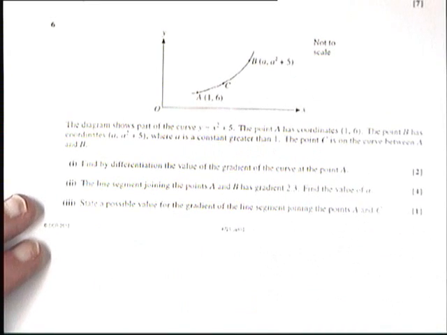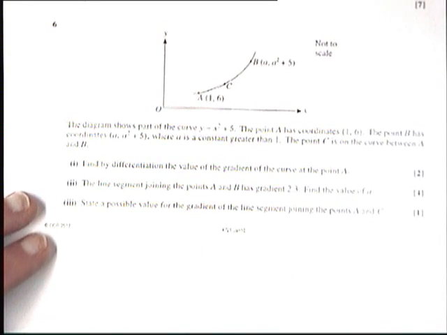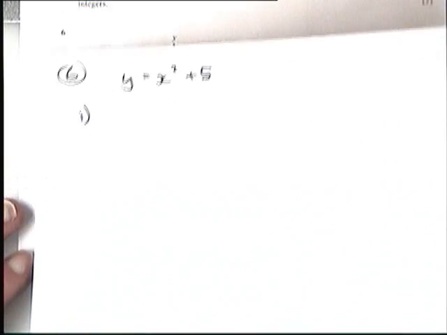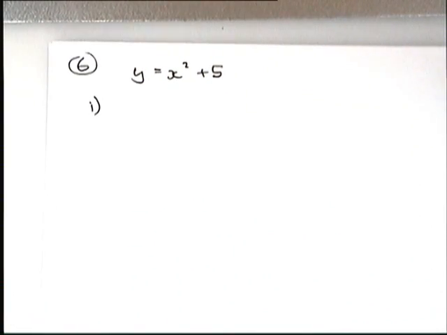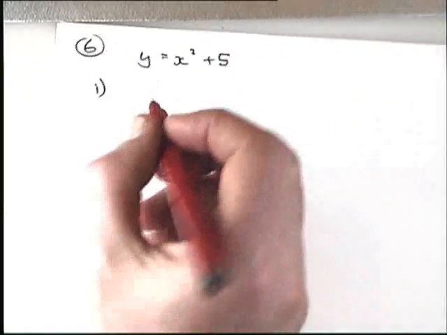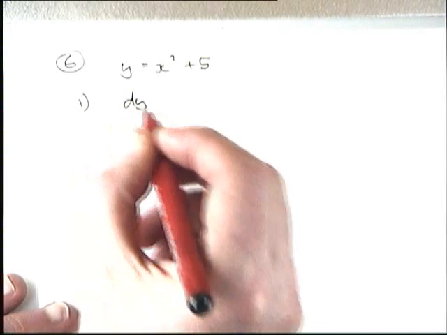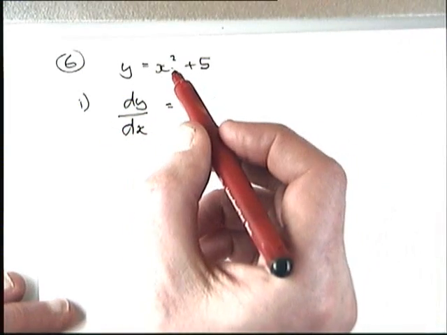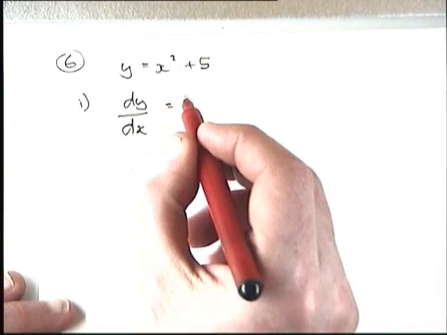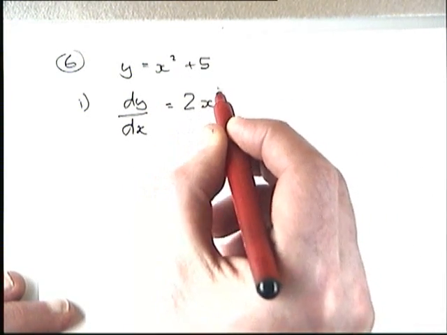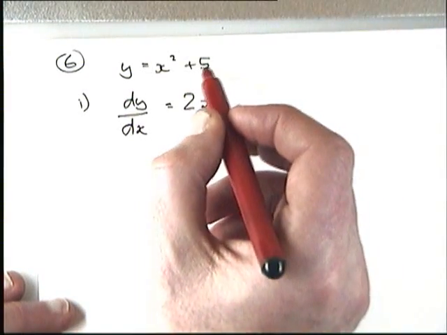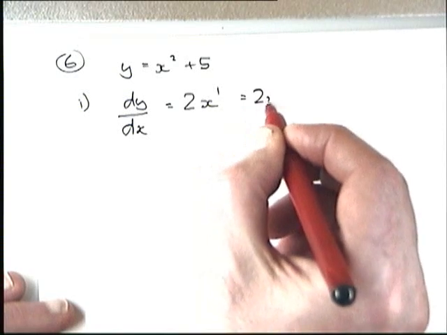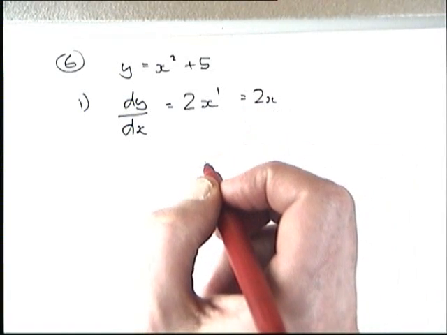In the first part of the question, find by differentiation the value of the gradient of the curve at point A. So this is the curve we have, y equals x squared plus 5, and by differentiation that means we need to find dy/dx. So if you differentiate x squared, the 2 comes down the front and you knock 1 off the power. If you differentiate a number with no x's, it disappears. And 2x to the power of 1 is just the same as 2x.